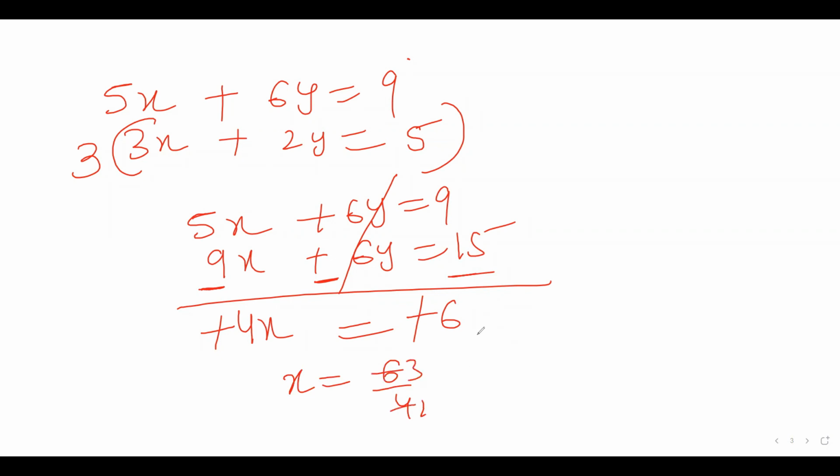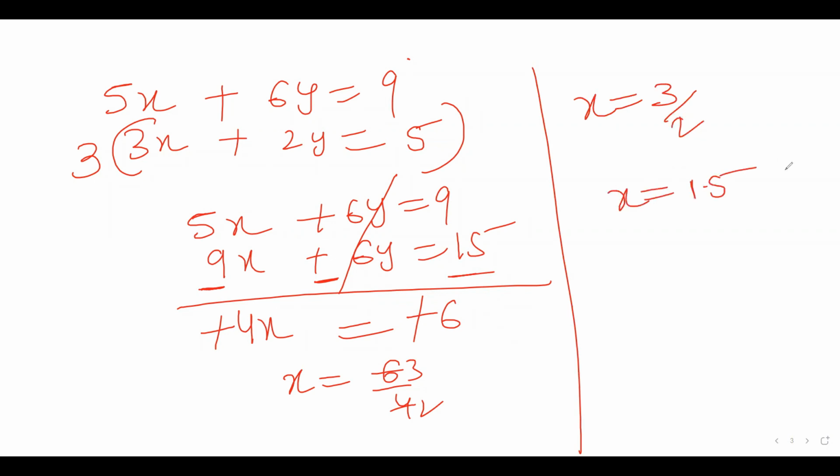2 3s are 6, 2 2s are 4. x is 3 by 2. 3 by 2 is nothing but 1.5. So cost of pen is 1.5 rupees. Now put the x value in. I will not take 1.5 now itself. I will better substitute 3 by 2 in the equation.